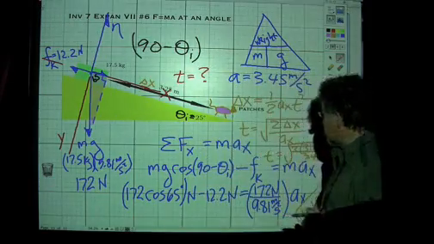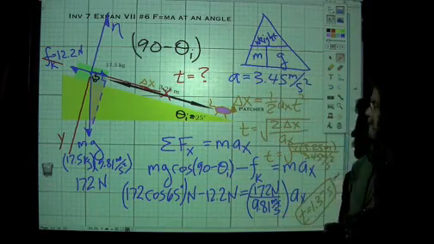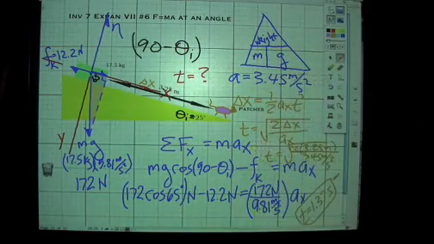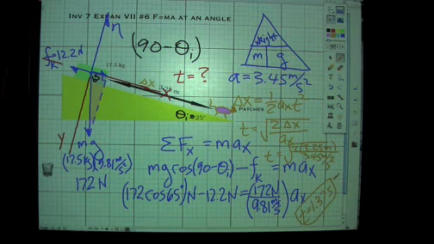So there you go. That's working this problem. A lot of work, and it will appear in the next test, something along these lines. Now it's time for the spring assembly.